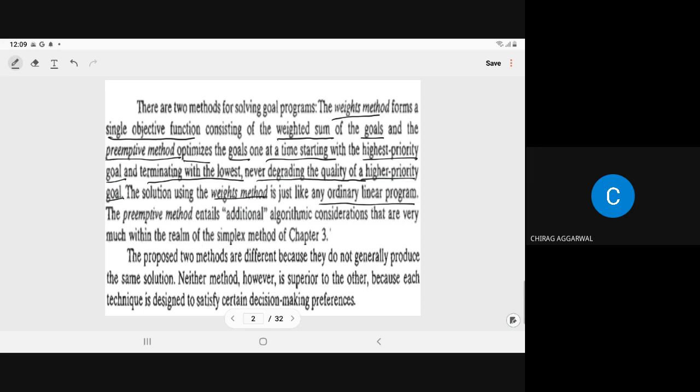So whatever the simplex method you have studied till now, all of it you have to apply for solving the goal programming. The proposed two methods are different because they do not generally produce the same solution. Neither method, however, is superior to the other because each technique is designed to satisfy certain decision making preferences. So depending on whether you are giving weights to each objective function, or you are giving priority to each objective function, accordingly we have to select the method.